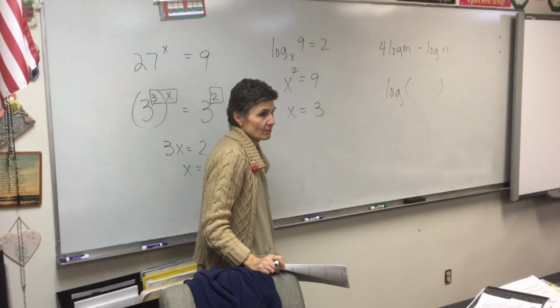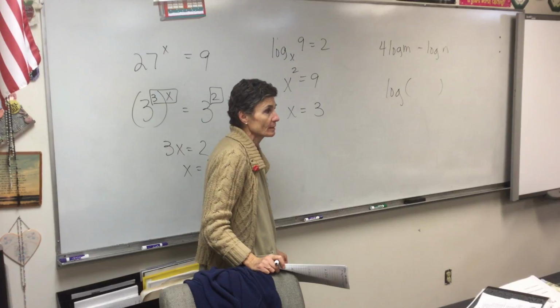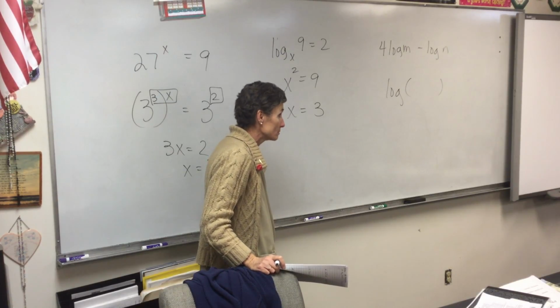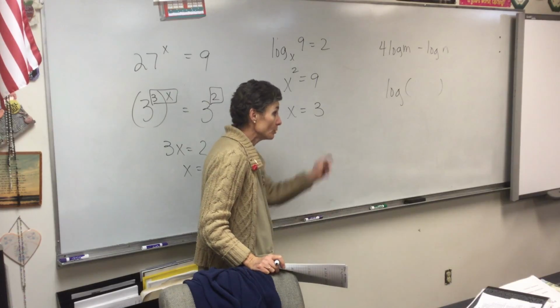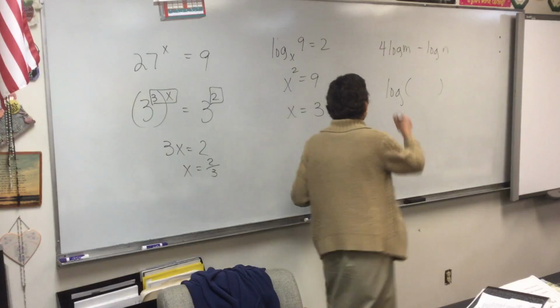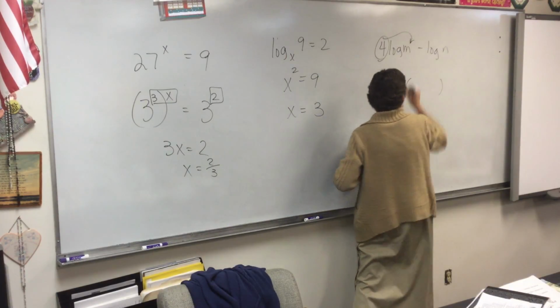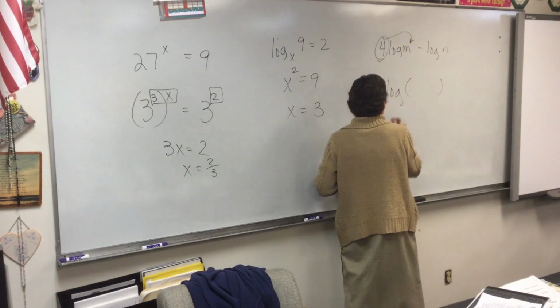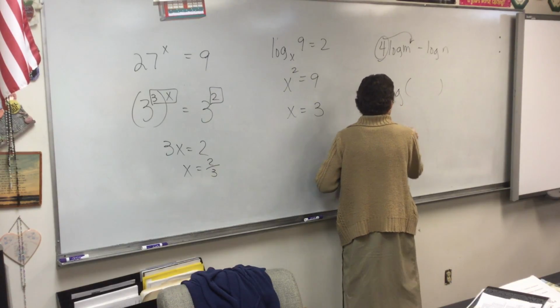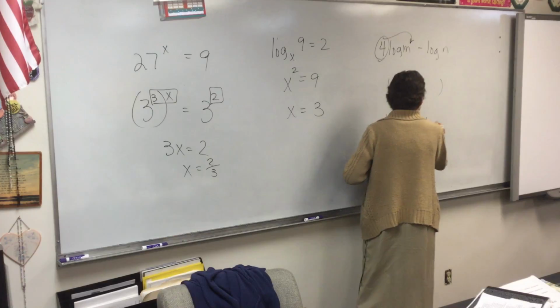This one's a little different. There's something different about it. Can you tell me what's different about it? The 4. You got to do something with that 4. Who knows what we do with that 4? That's right, Maddie Pritchard. She's going like this. That 4 becomes an exponent. So this is log n to the 4th minus log n.